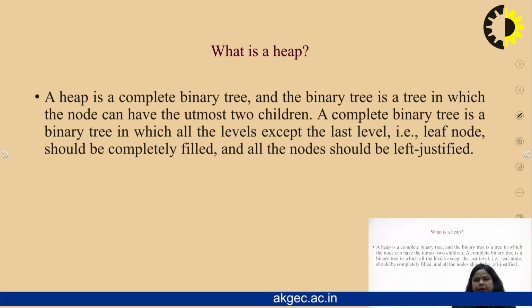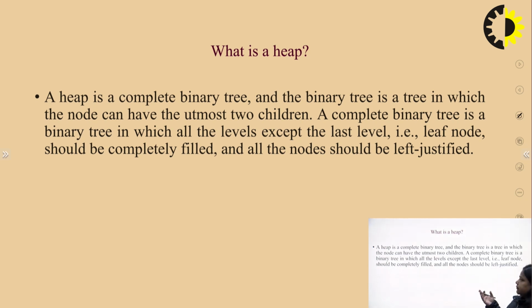When I'm talking about heap sort, first of all we should know what we mean by the term heap. A heap is a complete binary tree. A binary tree is one in which each node can have at most 2 children, as we have already studied. A complete binary tree is a binary tree in which all the levels except the last should be filled completely and all the nodes should be left justified. So we can say we are talking about the heap.